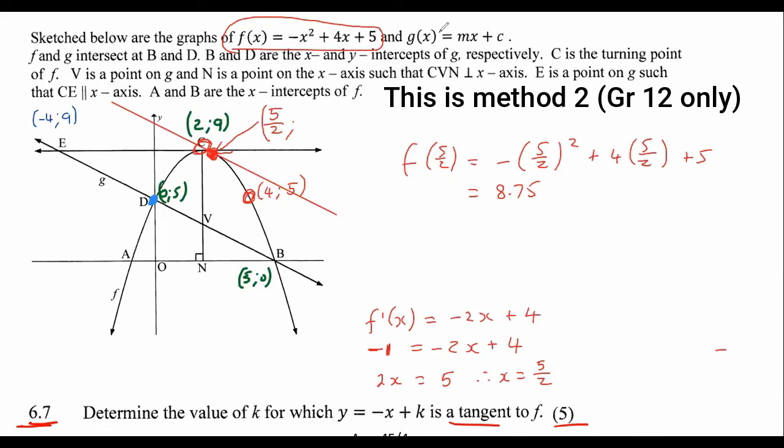So we have 8.75. So what we can now do is plug this 8.75 and the 5 over 2, which is the same as 2.5, into this equation of the tangent. And so we can say y equals minus x plus k. And so we can now say 8.75 equals minus 2.5, which is the same as 5 over 2, plus k. And so if you go work out k using this method, we also get 11.25.